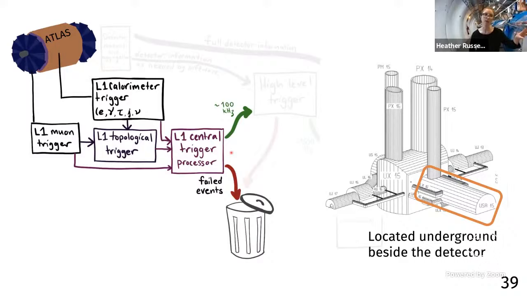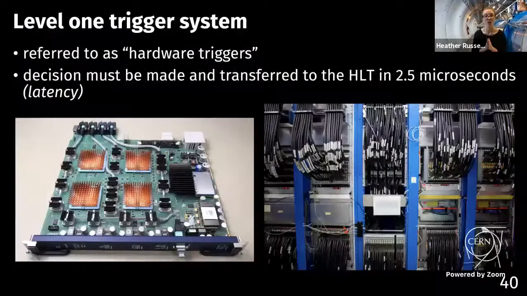Now all of the electronics for these systems are actually located underground. They're in this room here off to the side, where you can see the detector in the central big chamber here, and then all of these electronics are underground very close to the detector. And that's a very important thing, because one of the most important design specifications of our level one system is that the decision must be made and transferred to the high level trigger in 2.5 microseconds. And this is a sort of hard cut. If we don't make it, we can't save the event.